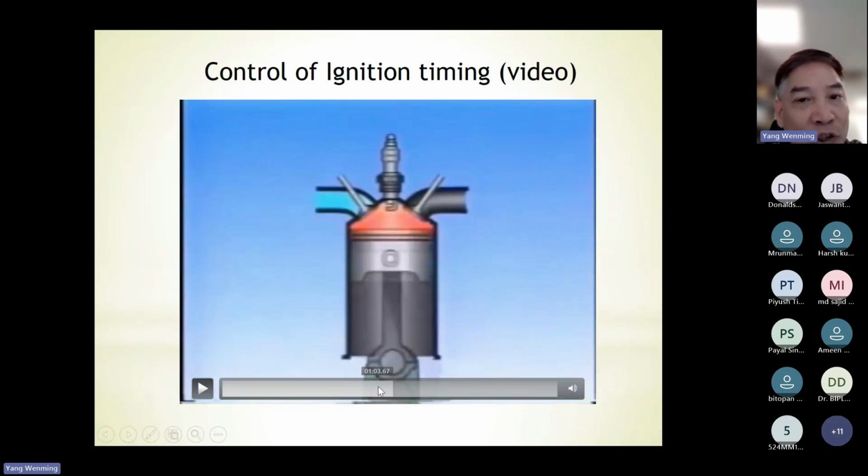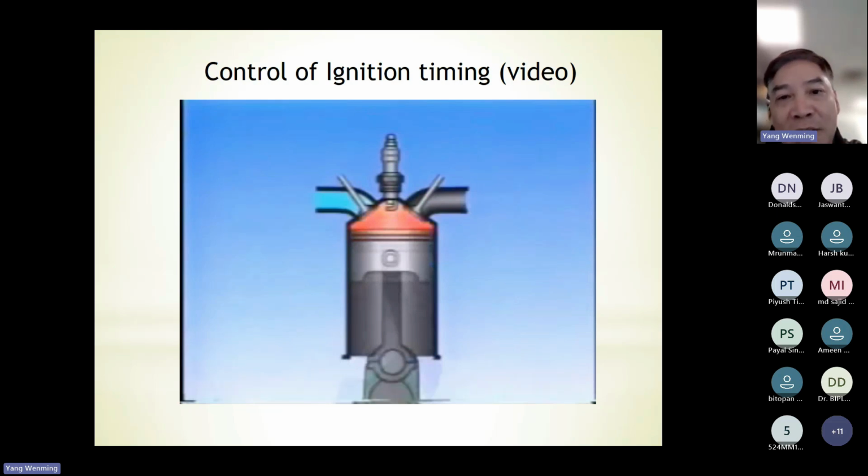The next one I want to introduce is what kind of factors will affect the ignition delay time. How can we adjust the ignition timing to produce the optimal performance?